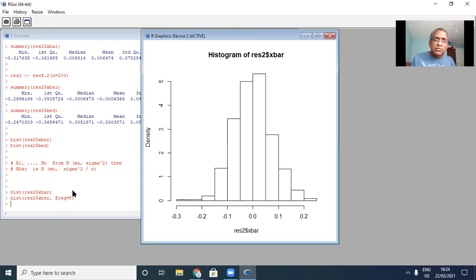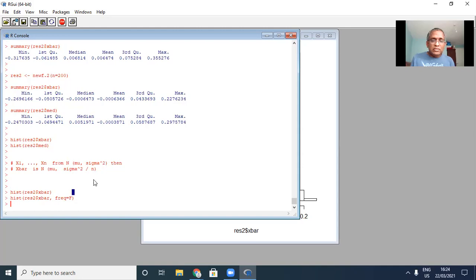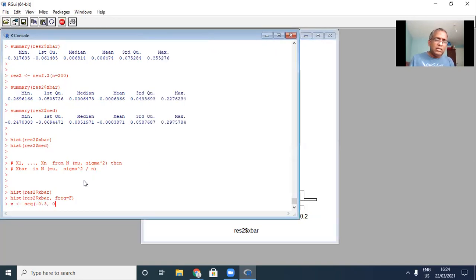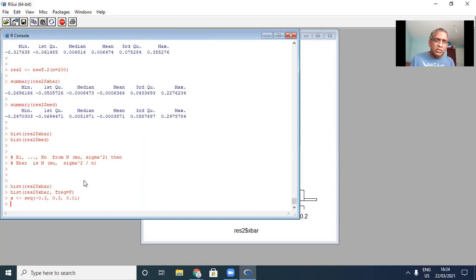All right, now what I need to do is define the X values as a sequence from minus 0.3 to plus 0.3 in steps of say 0.01. Then I need to define the Y values as the density of the normal distribution at X with the mean equal to 0 and the standard deviation equal to sigma squared by n.